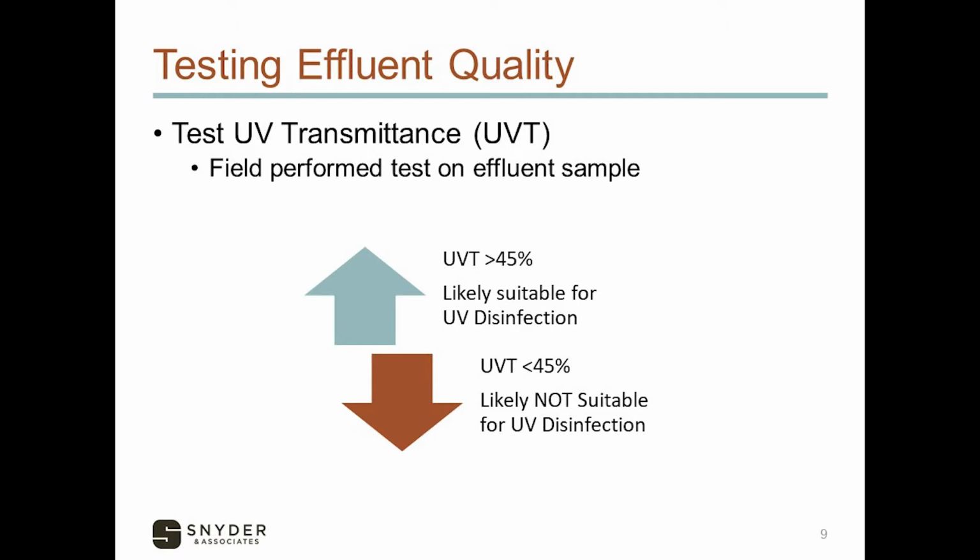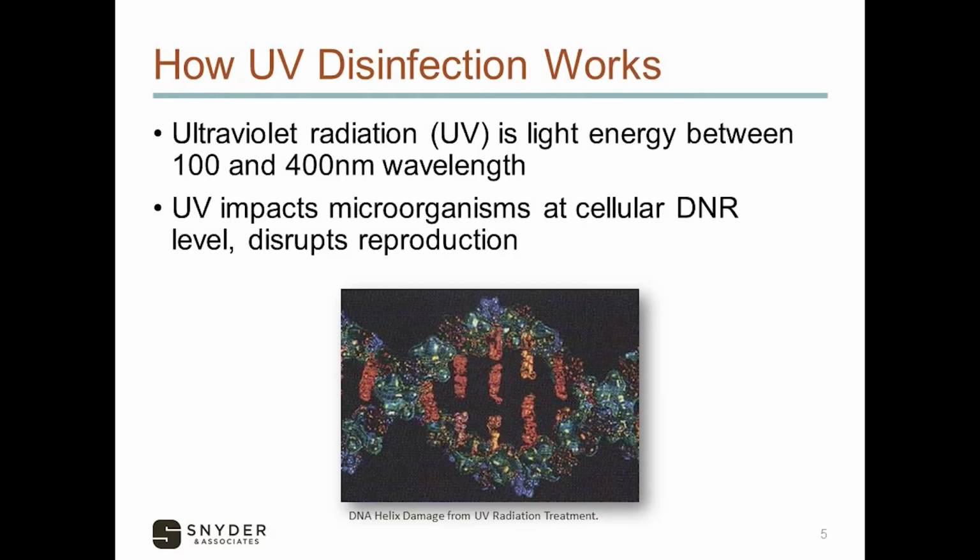So that's step one. But before we even get to that point, we've got to understand really how does this UV work? And then all of a sudden this transmittance idea is going to make some sense. Well, UV really is the light energy between about 100 and 400 nanometers of wavelength. It's a specific spectrum of light. In general, UV radiation exposure to microorganisms causes their chemical bonds to be messed up, in simple terms, and creates problems with their cellular DNA.